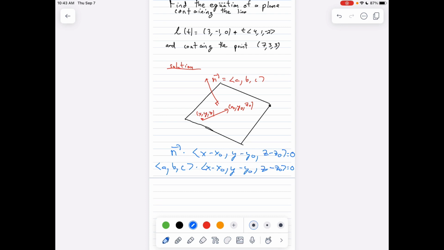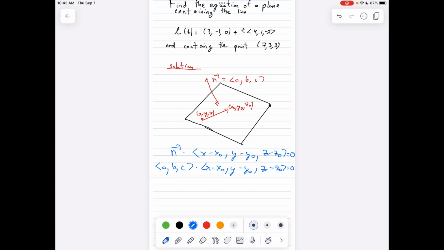So what I drew here is the idea. You have a vector that goes from x, y, z to x naught, y naught, z naught. And how would I write that vector between two points? You subtract the components from each other: x minus x naught, y minus y naught, z minus z naught. That represents any vector that would be on the plane, and that dotted with the normal vector has to be 0. That's always the case. The normal vector is perpendicular to the plane.